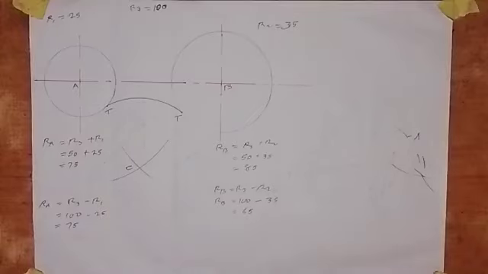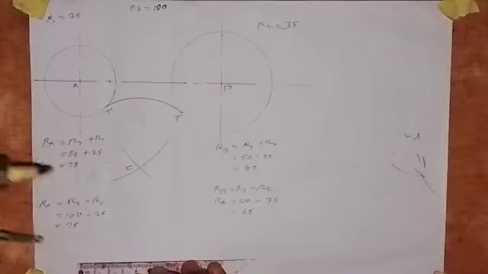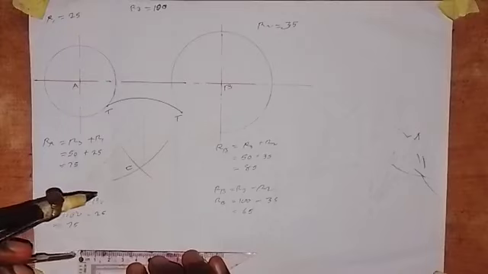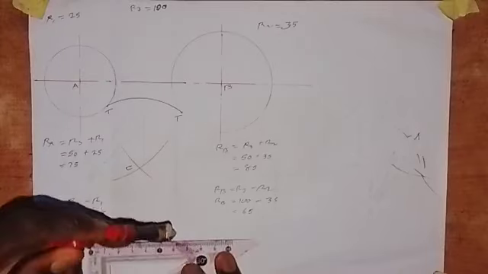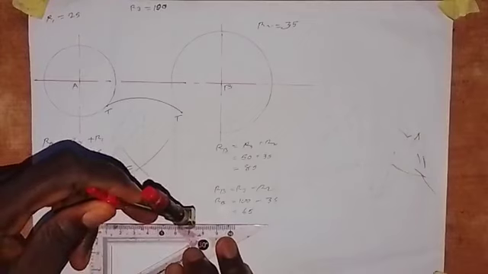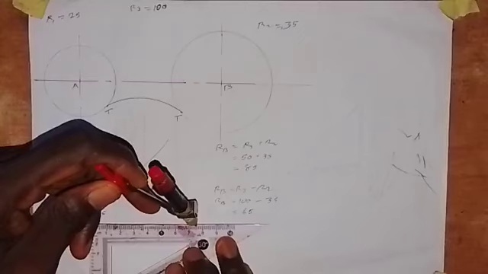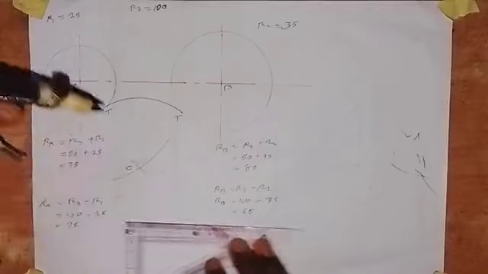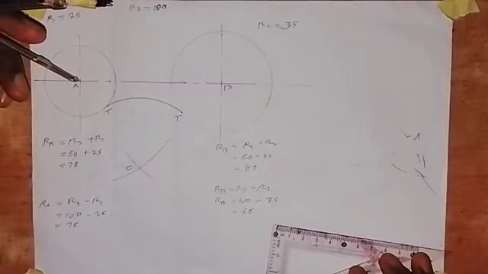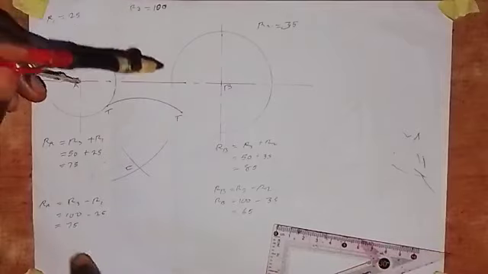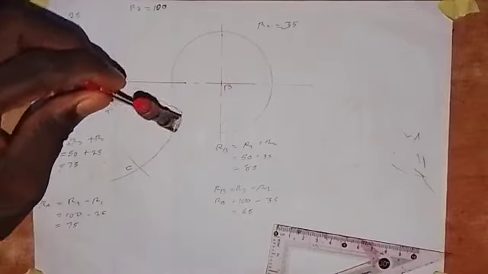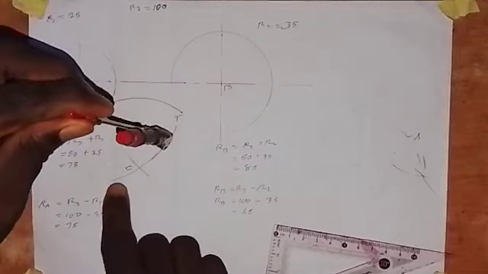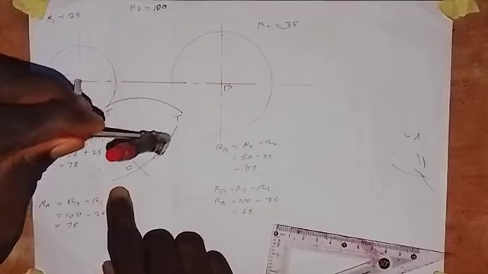Now, let's look at what we have to do to draw that arc. We take the compass and take a measurement of 75 millimeters, that is RA. Then we put the pin at this center A, because this is RA, and we draw an arc. So here we have this arc, whose radius is 75 millimeters as we used it.